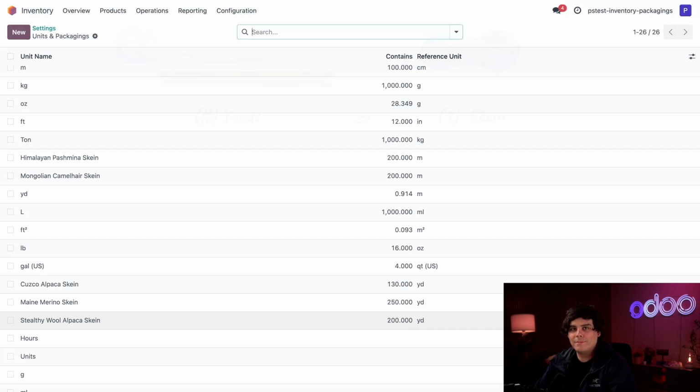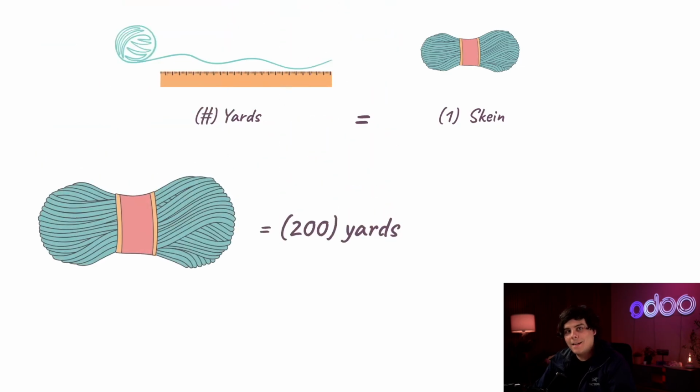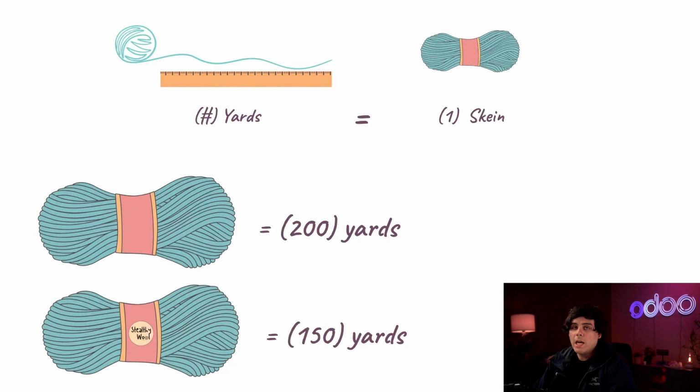As a company that purchases raw materials for selling and manufacturing, the distinction between units and packagings is important for us in order to keep our inventory counts accurate. I can buy my yarn from a company that sells them in skeins with 200 yards each, and then sell some of them in a new skein with 150 yards. And meanwhile, Odoo does the conversions for me and keeps an accurate count of how many yards I actually have in stock.